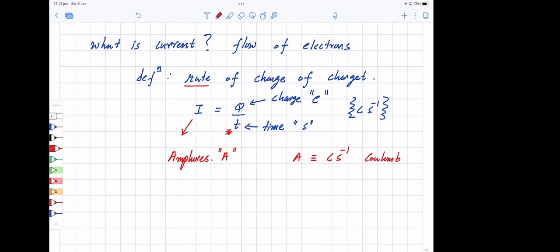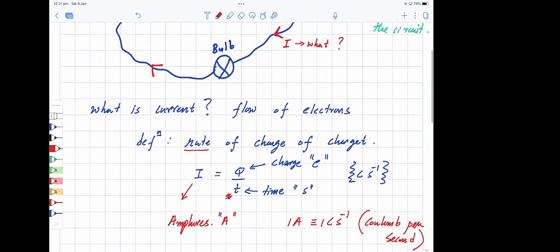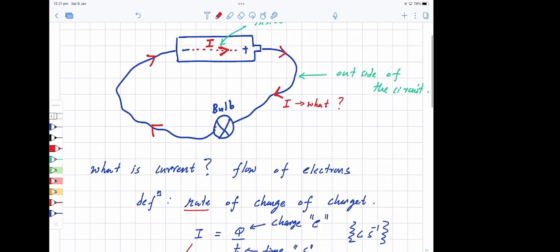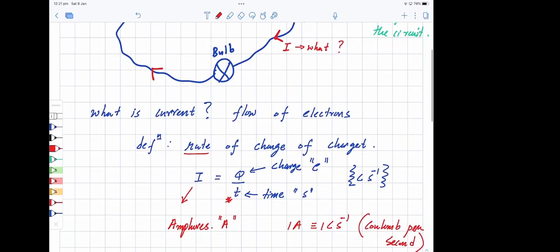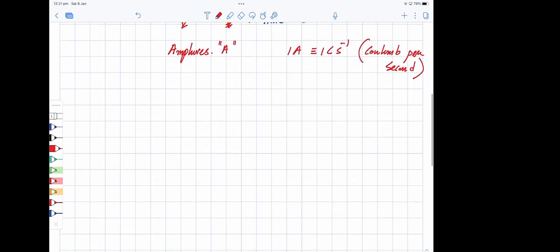Coulomb per second. Coulomb is a scientist, and coulomb per second is another unit for ampere. So 1 ampere is equal to 1 coulomb per second, right? So we are talking about the flow of electrons. Now how do you measure it?